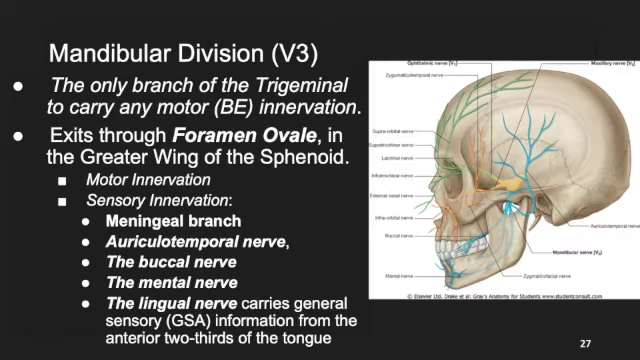So in taking a look at the mandibular branch, this is going to be V3. We're obviously going to have an exit point through the foramen ovale, but also know the branches. It's going to have a motor innervation. It's also going to have sensory innervation. So understand where it's going to go.